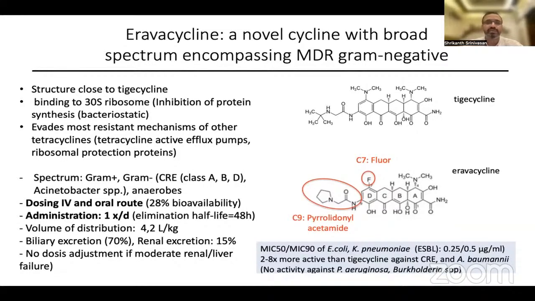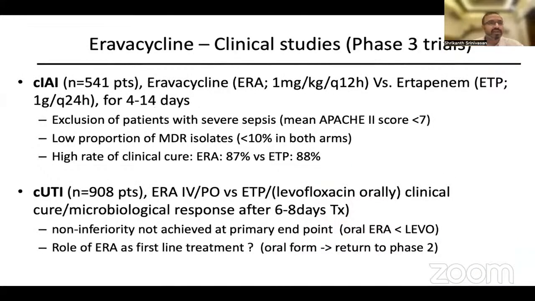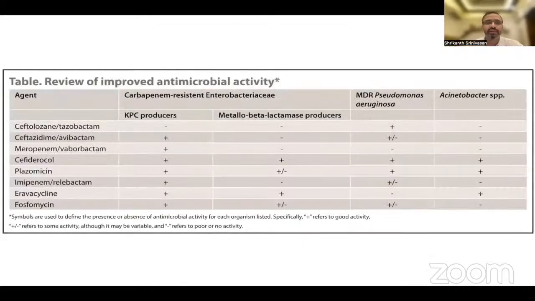Dosing is by IV and oral route. Oral route has only 28% bioavailability. Administration is once a day. Elimination half-life is 48 hours. Biliary excretion is 70%, renal excretion 15%. And there is no dose adjustment in moderate renal or liver failure. However, just like other tetracyclines, it has no activity against Pseudomonas aeruginosa or Burkholderia species. Just like tigecycline does not work against Pseudomonas, neither does this. But it is 2 to 8 times more potent than tigecycline against CRE and Acinetobacter. Clinical studies are for complicated intra-abdominal infection and complicated UTI, with non-inferiority and higher cure rates.